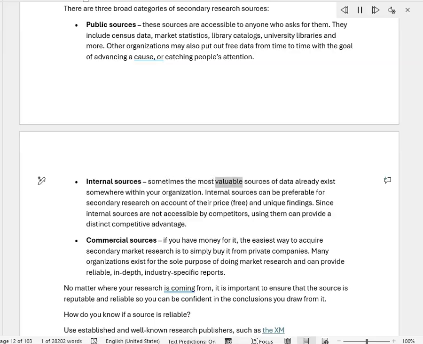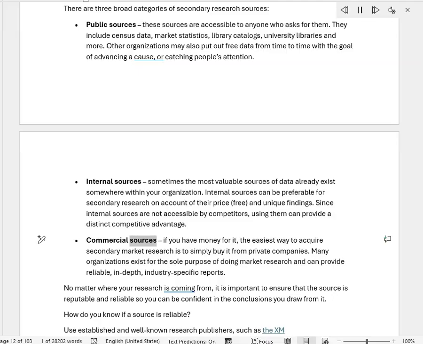Internal sources. Sometimes the most valuable sources of data already exist somewhere within your organization. Internal sources can be preferable for secondary research on account of their price, free, and unique findings. Since internal sources are not accessible by competitors, using them can provide a distinct competitive advantage.